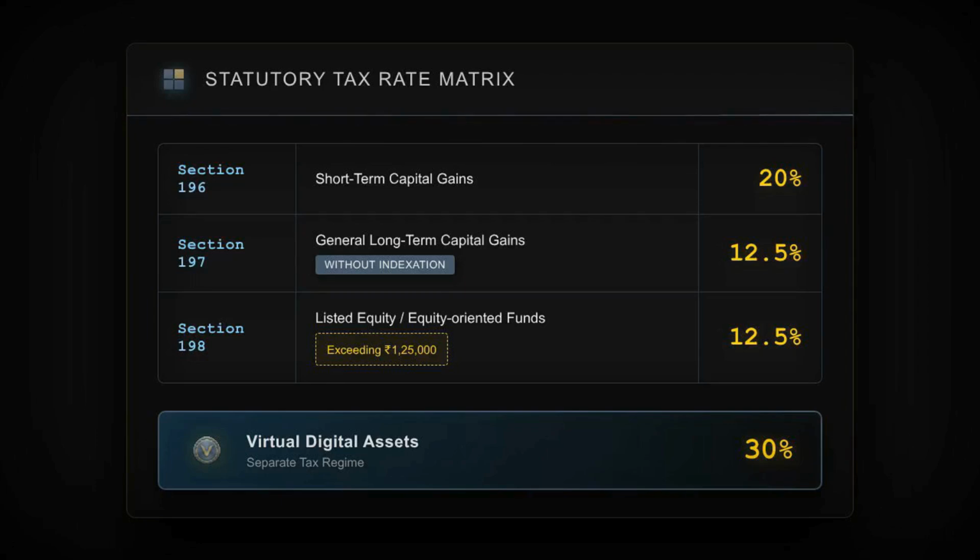Then we have eligible listed equity and equity-oriented funds under Section 198. These also receive the 12.5% rate. However, the Section 198 rate only applies to the portion of gains that exceeds the 1,25,000 rupee threshold. Finally, virtual digital assets are excluded from this matrix. They face a 30% rate under a separate tax regime.